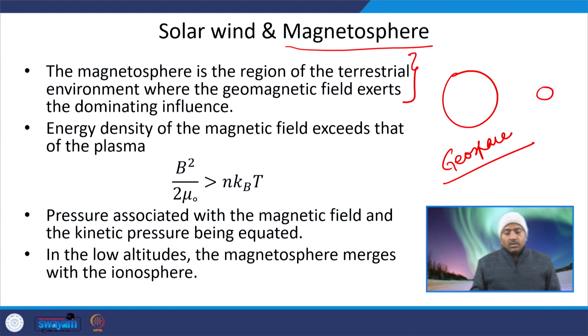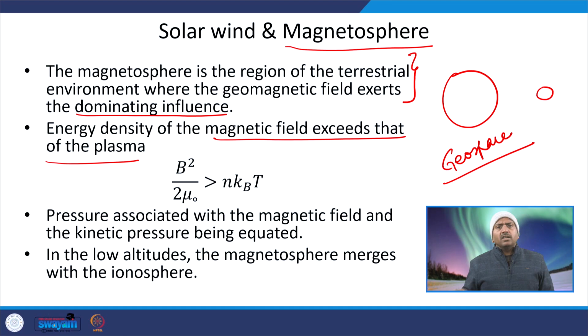As a consequence, the way you establish this dominating influence is that the energy density of the magnetic field exceeds that of the plasma. Here B squared by 2 mu naught, generally referred to in the context of beta, is the pressure exerted by the magnetic field, or the energy density corresponding to the magnetic field, and it exceeds the pressure of the plasma. The solar wind plasma is treated with a pressure P equals n kB T, where B is the magnetic field of the Earth, mu naught is the permeability of free space, kB is the Boltzmann constant, n is the number of particles, the number of solar wind electrons or protons or charged particles per unit volume, and T is the temperature.